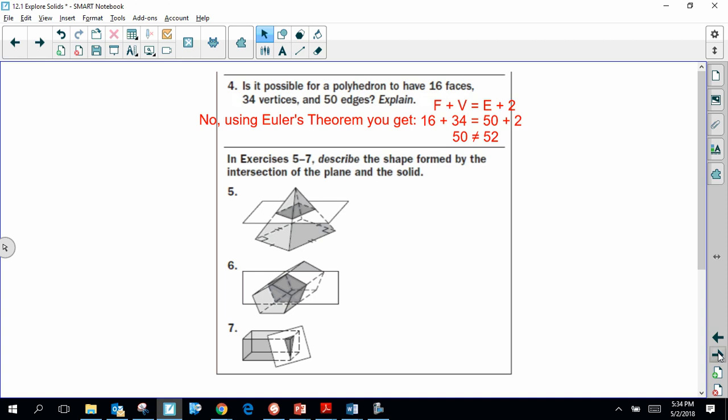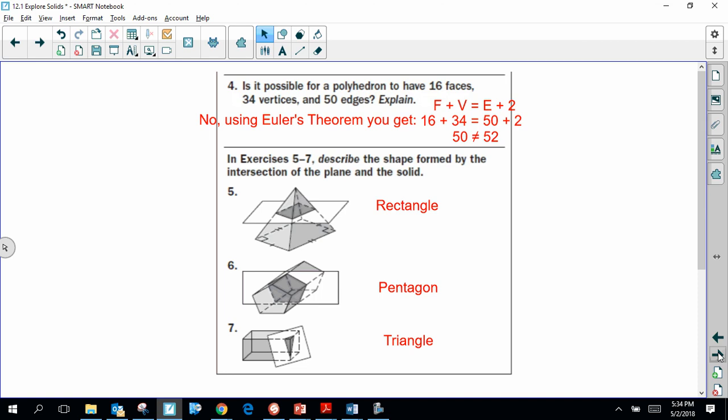What cross-sectional shape is made when I intersect the solid with a plane? In this case here, we get a rectangle, and the next one we get a pentagon, and the last one is a triangle.